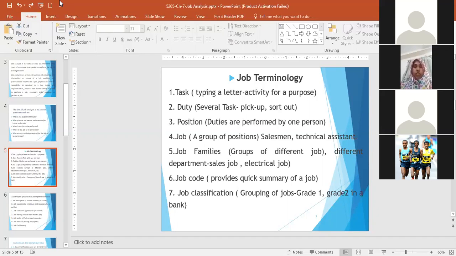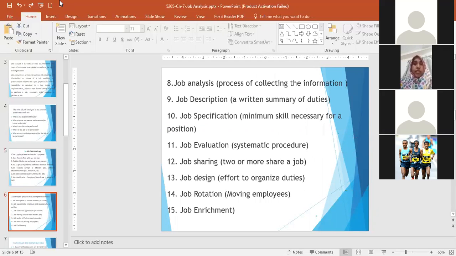In case of job classification, an organization groups the jobs. In case of a bank, when you get the circular, you can see grade 1 officer, grade 2 officer. Yes, this one is the job classification. So the next job terminology is job analysis. This one is the process of collecting the information.